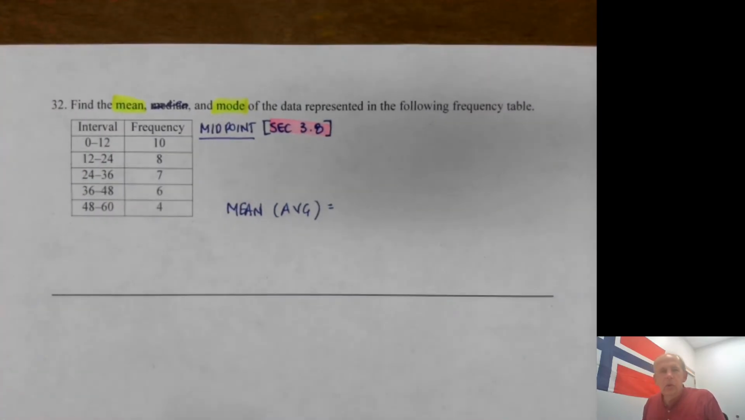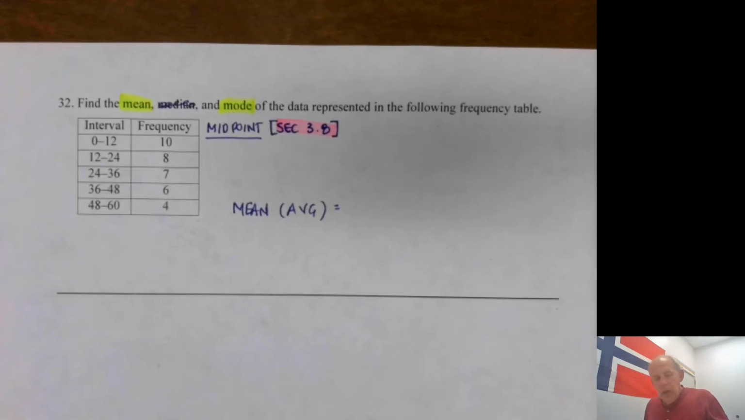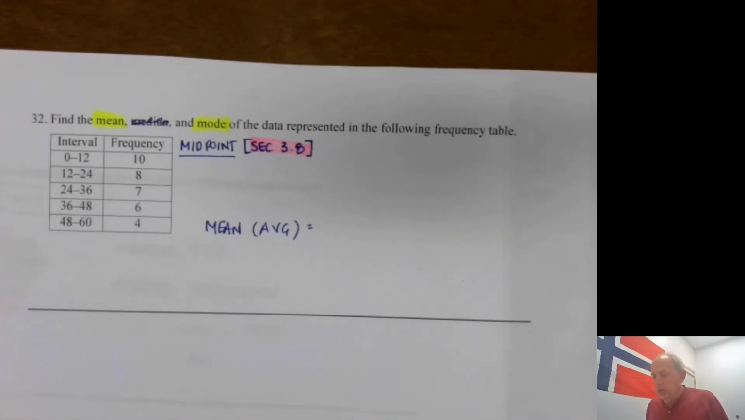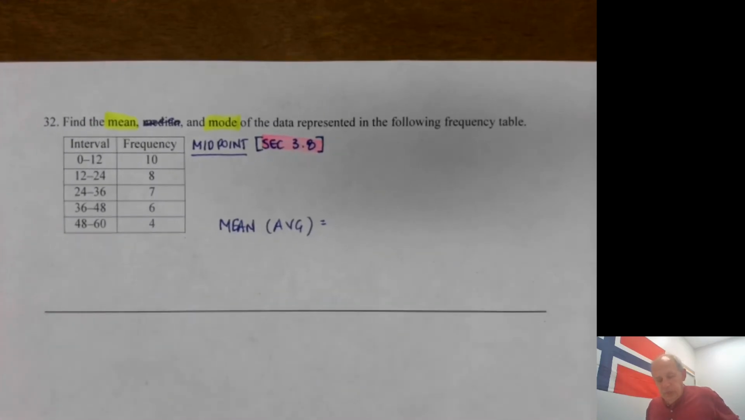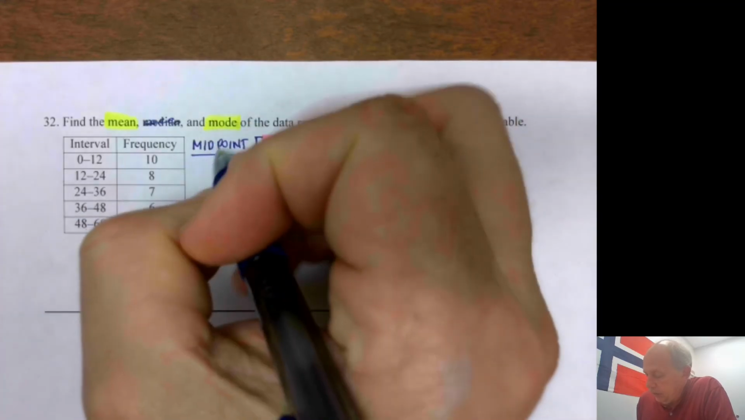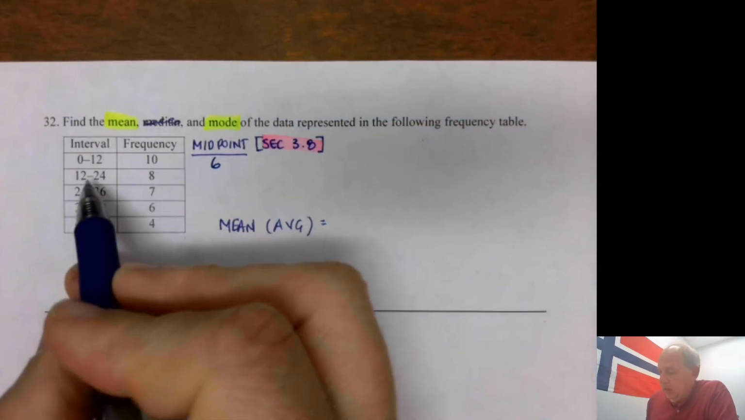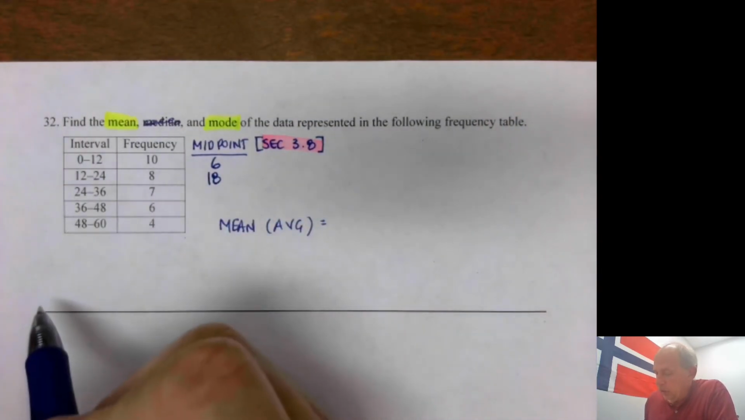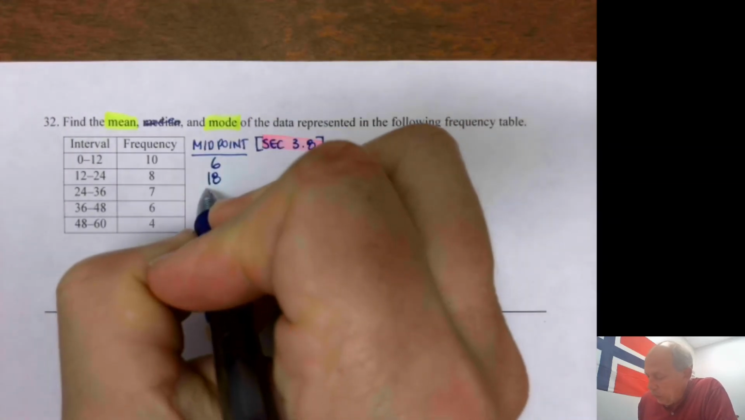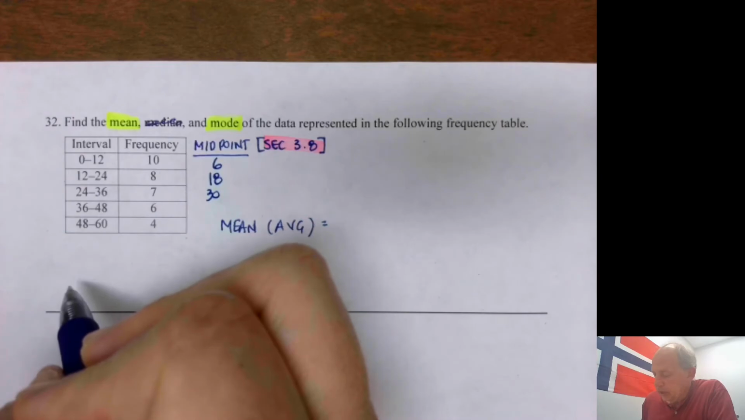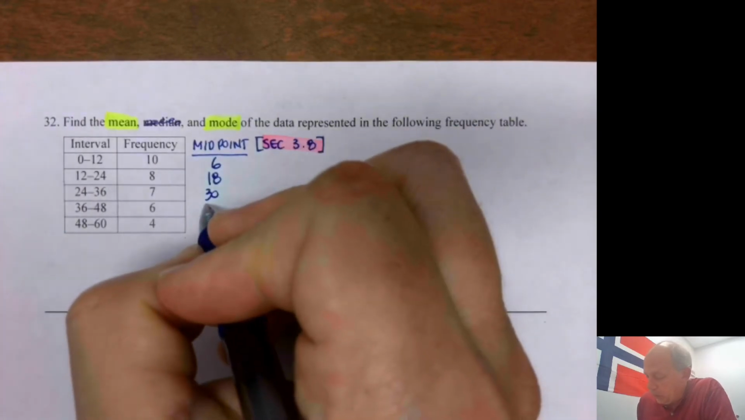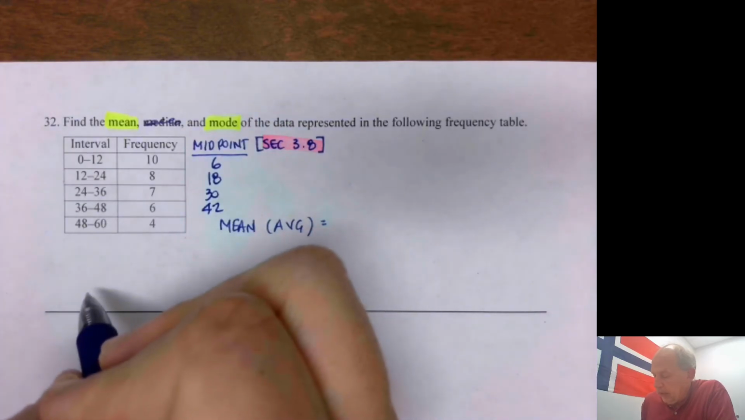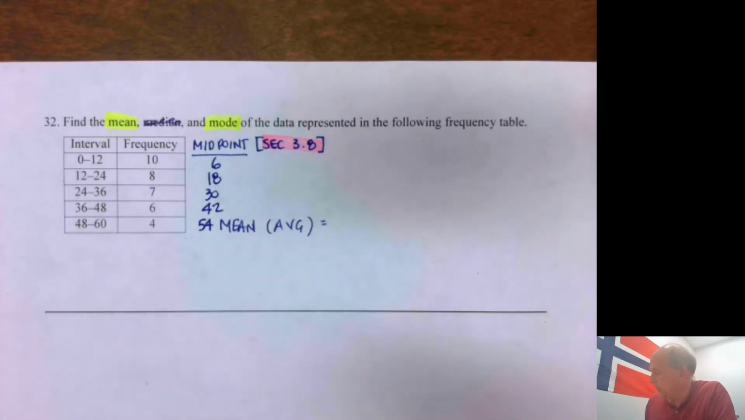So it all gets started with a midpoint for the creation of the mean and mode to solve this sort of problem, since we don't have the actual data set. So what I'm going to do here is create my midpoint between 0 and 12, which would be 6. My midpoint between 12 and 24 would be 18. 24 and 36 would be 30. 36 and 48, my midpoint would be 42. 48 and 60, my midpoint would be 54.